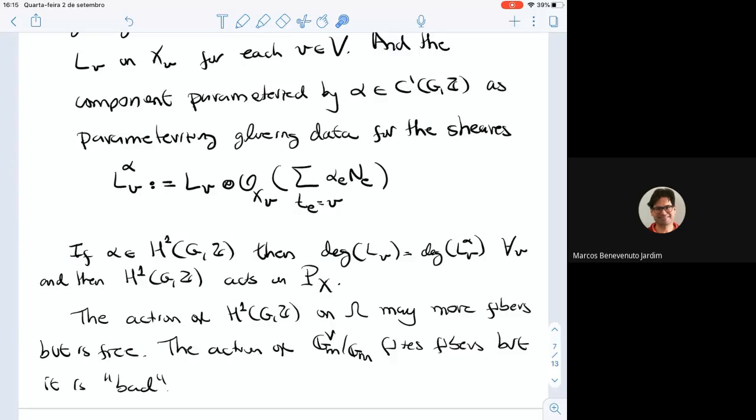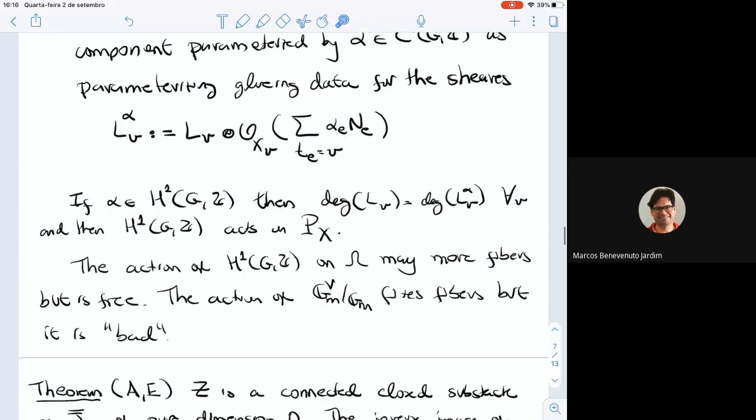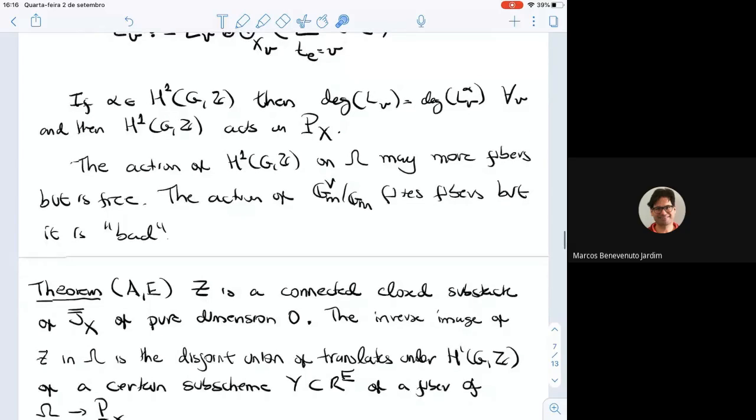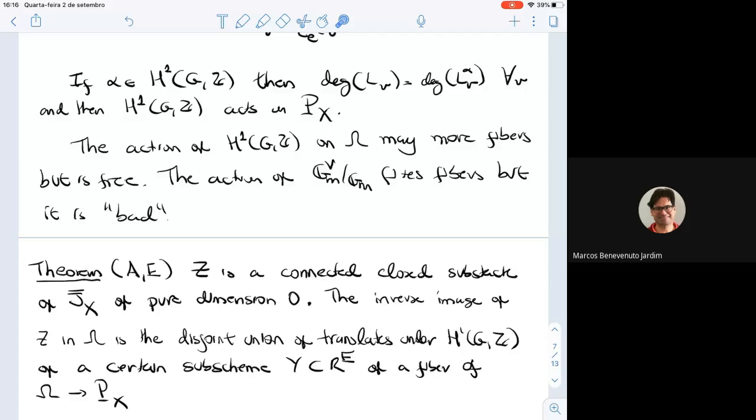Okay, so now I have a global atlas for my compactified Jacobian. So then I can rephrase my theorem and give more details. Our theorem. And so Z is connected to a substack, and I can describe it by describing the inverse image in omega. So that inverse image is the disjoint union of translates under the loop space and under the loop group of a certain subscheme of a fiber of the fibration. So what I have to describe now is what this subscheme is. In fact, since the action of H1 just translates things, Z is actually a quotient of Y by the torus. So that's the statement that I had before, that Z was the quotient of something by a torus. That's this. So now I have to describe Y.